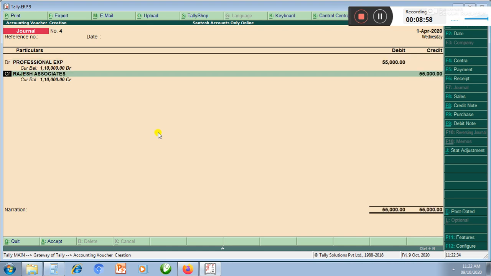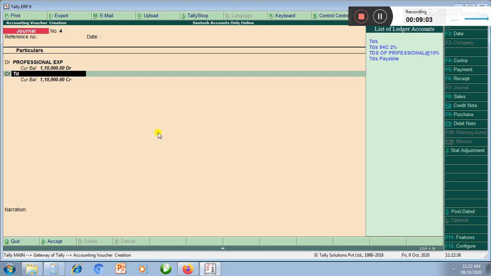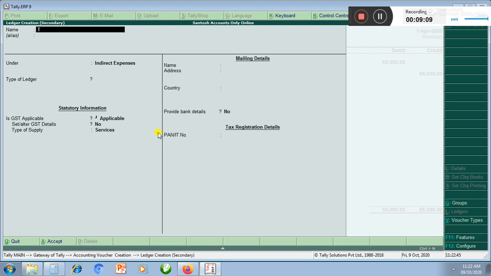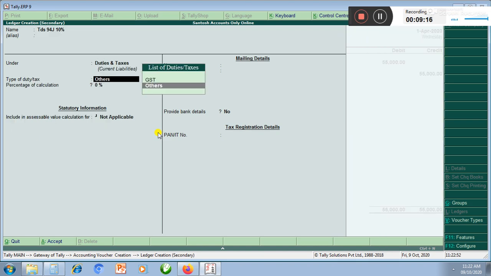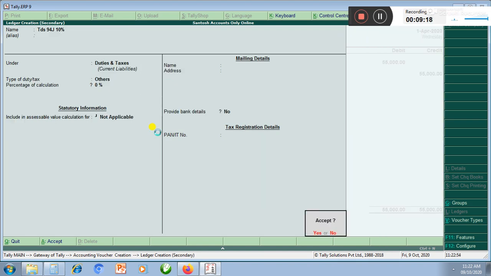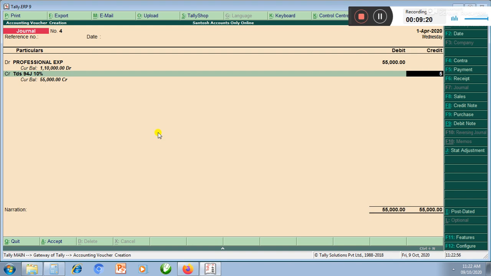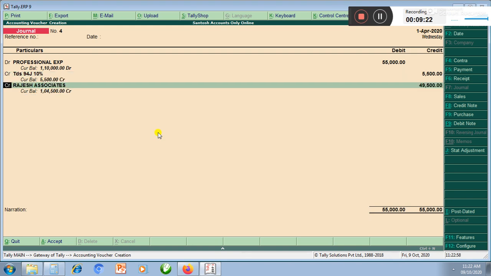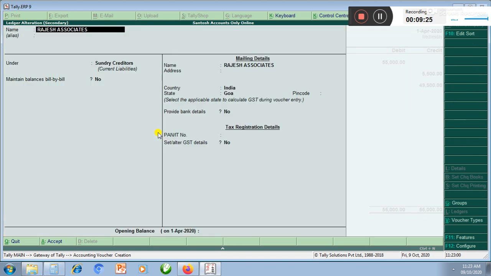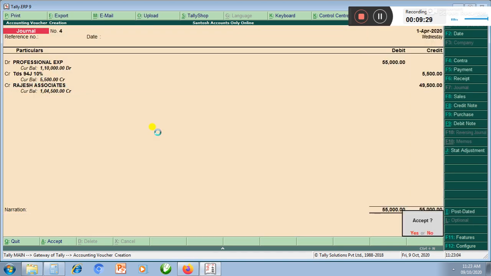55,000 is a bill and directly you deduct the TDS from here. Credit what? TDS. I'll not use the same because section for the professional is what? 94J. So what I'll do? Create separate ledger. TDS 94J 10%. Okay. Under what? Duties and taxes. Other. Press enter. 10% of 55,000, 5,500, I'll put. And then credit what? Rajesh Associates, sundry creditor. Okay. So this is the way.